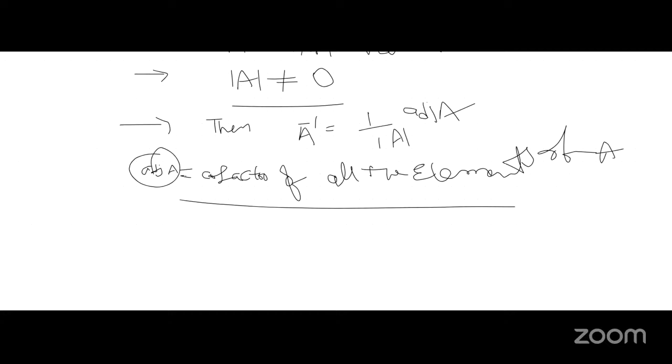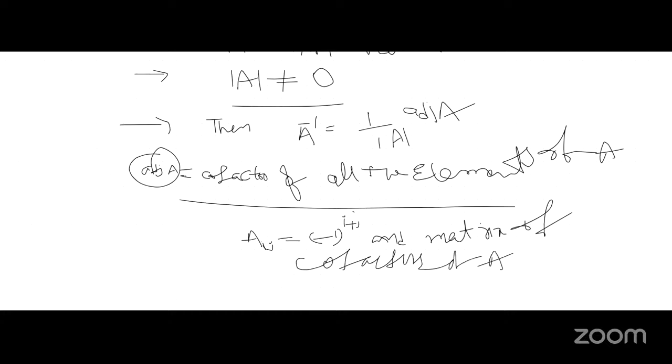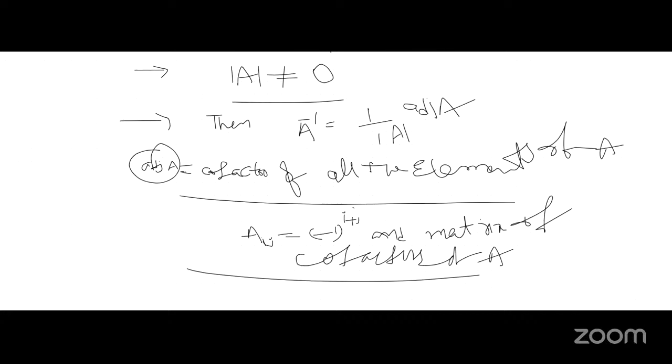How can we find the cofactor matrix? Suppose Aij is one element, we write minus one whole power of i plus j times the minor, and the matrix of cofactors of A. This is in the lower classes also. So what is the inverse matrix? A inverse equals 1 by mod A into adjoint A. Okay, so this is the thing.